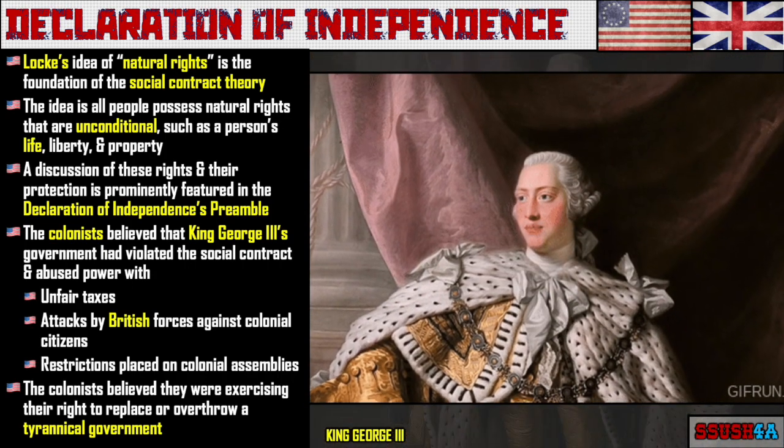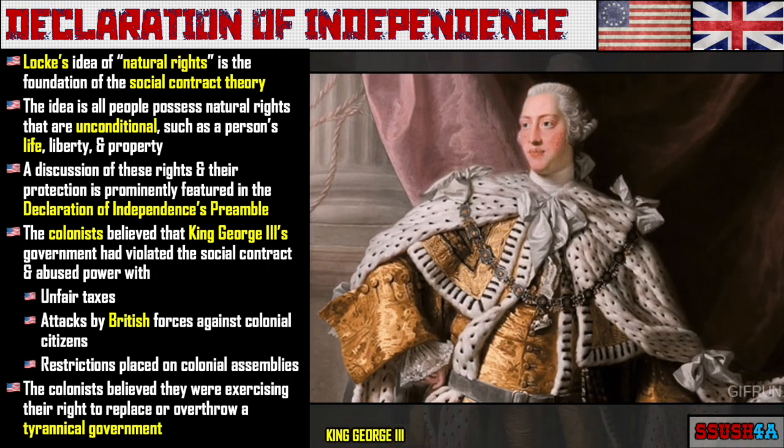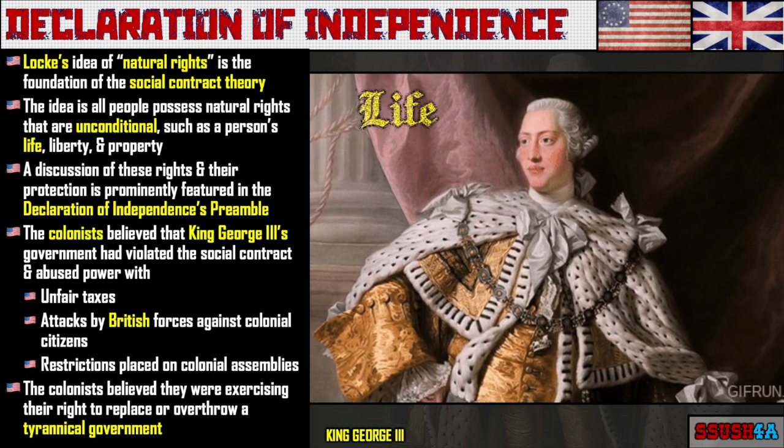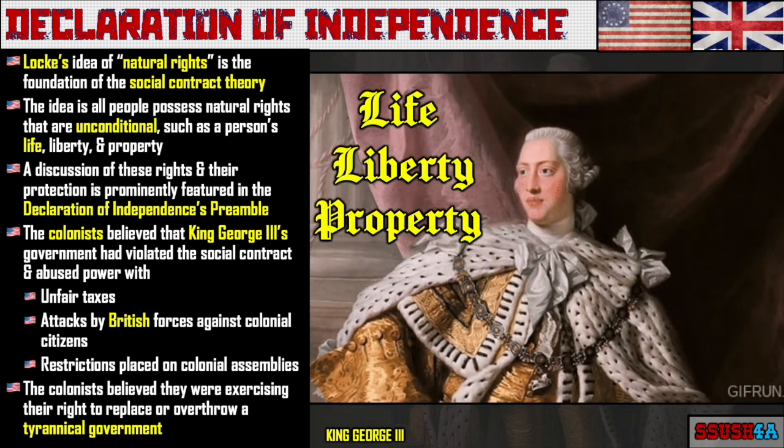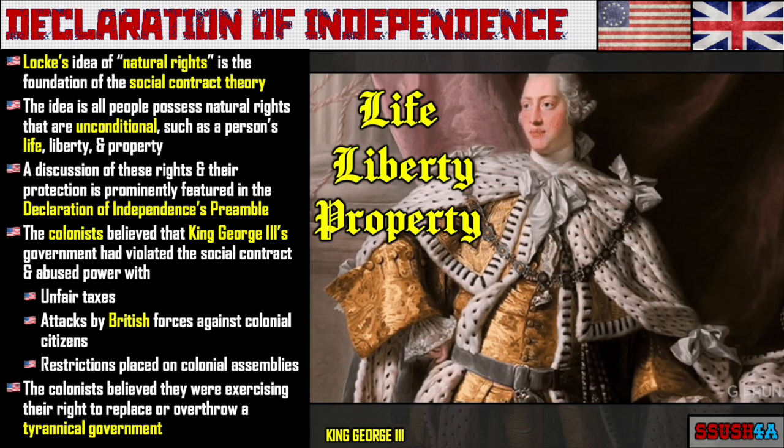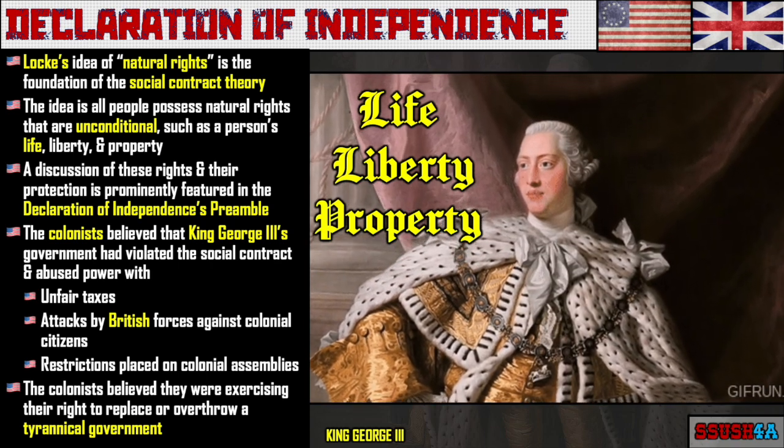The idea is all people possess natural rights that are unconditional, such as a person's life, liberty, and property. A discussion of these rights and their protections is prominently featured in the Declaration of Independence's preamble.